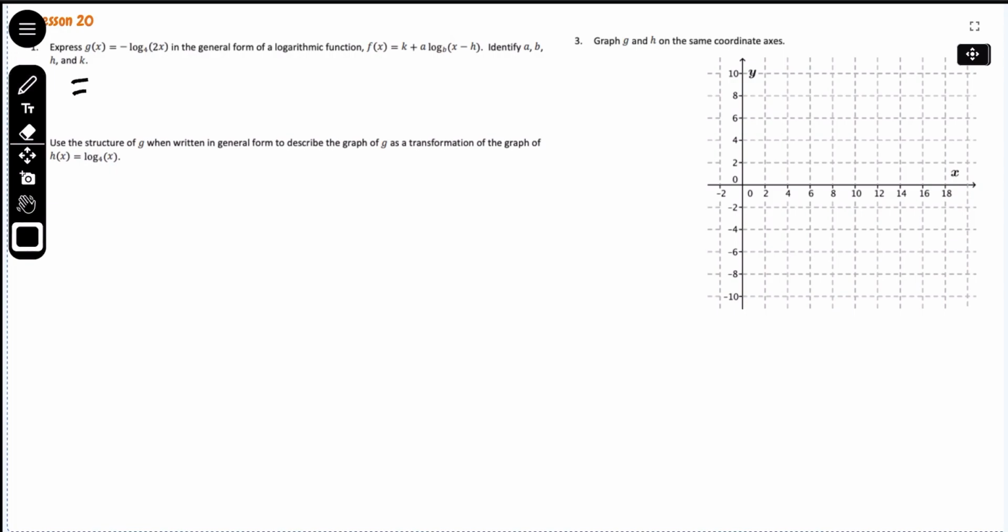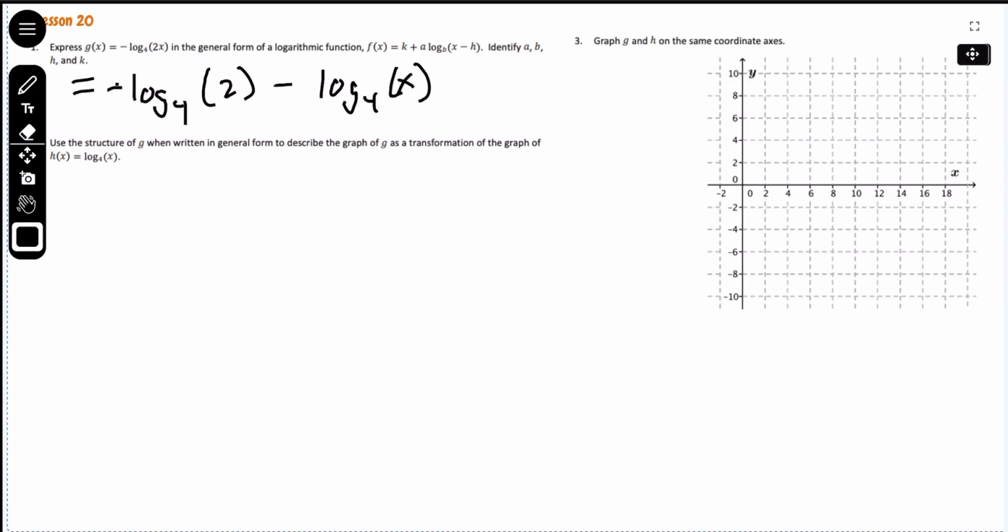We can break this apart as negative log base 4 of 4 times 2, and then we would have minus, because we've got to keep it minus because it is a negative x, so let's keep it as a negative here.